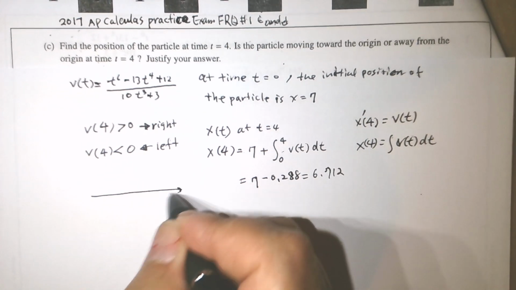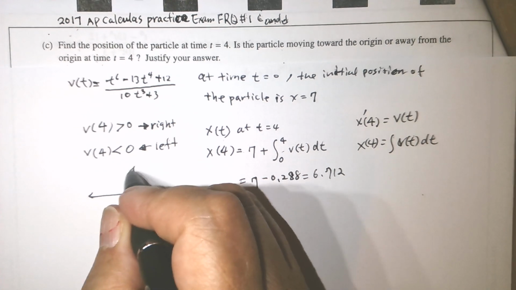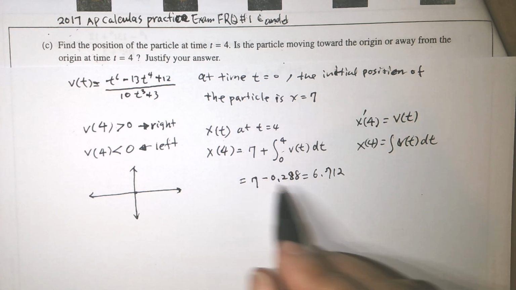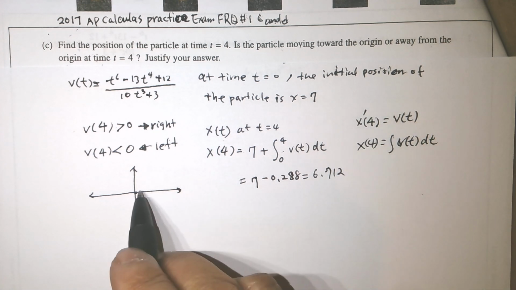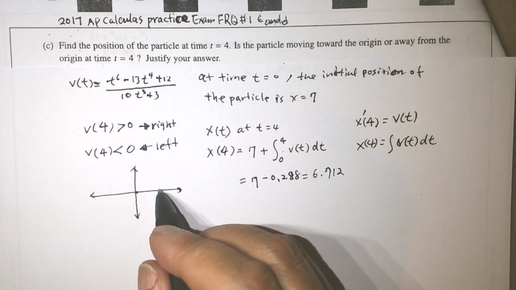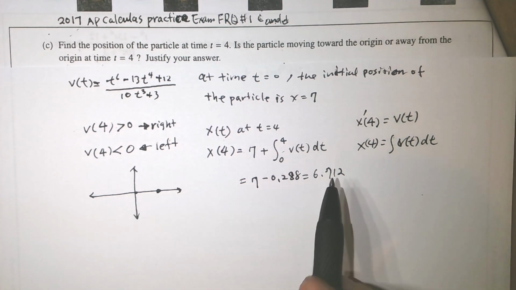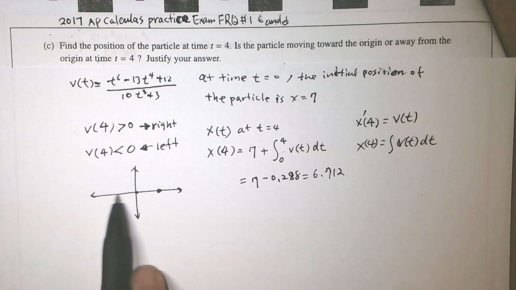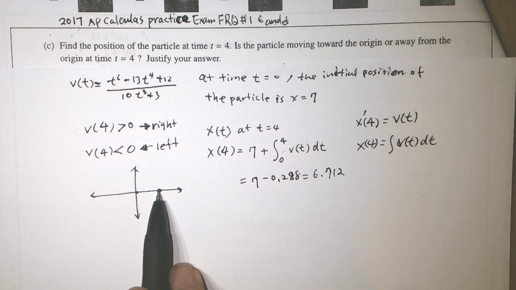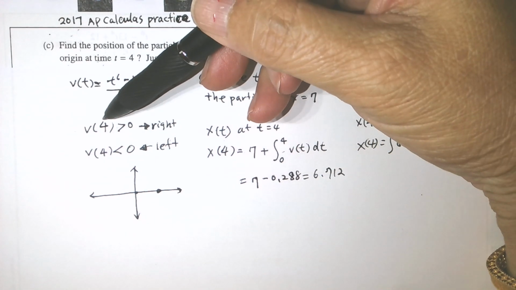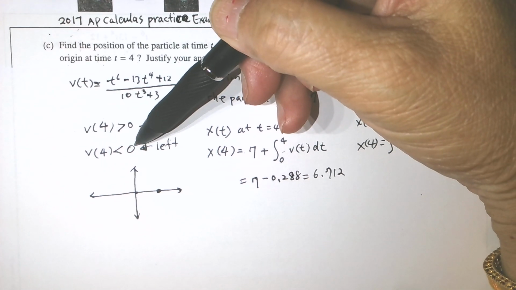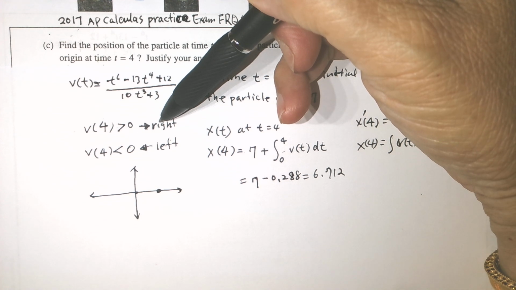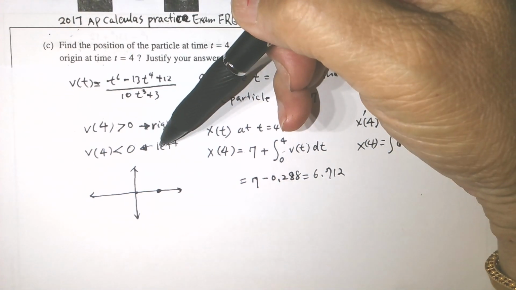So we see the position is positive. This is the origin here, and the position at t equal to 4 is 6.712. It's on the positive side, somewhere around here. If the position at t equal to 4 were negative, it would be on this side. Now we need to find whether v(4) is greater than 0 or less than 0. If it's greater than 0, it's moving to the right. If it's less than 0, it's moving to the left.